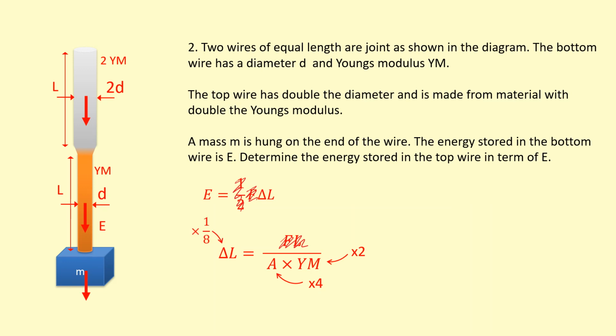So bring it back to the energy equation. If you have an eighth the extension, then the energy stored in the top is also going to be an eighth. So it's 1 over 8 E.